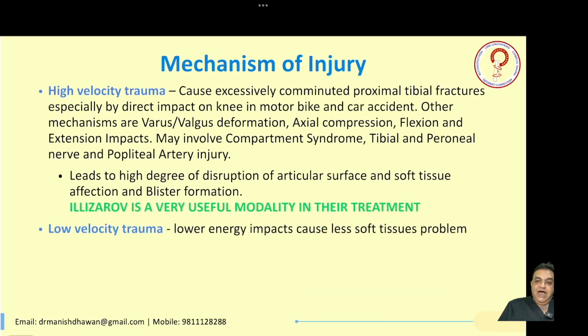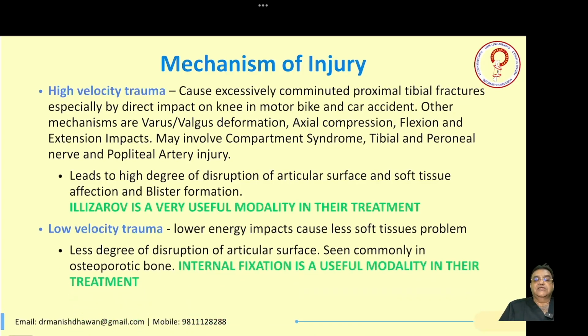So this high velocity trauma leads to very high degree of disruption of articular surface and soft tissue affections and blister formation. So the Ilizarov modality is indicated in these type of severe soft tissue damage and many fracture fragments of the proximal tibia. Now low velocity trauma gives low impact injury and there are less soft tissue problems, and usually this type of trauma causes fracture in the osteoporotic bone, and internal fixation is the right modality in their treatment because there are less skin and soft tissue problems.